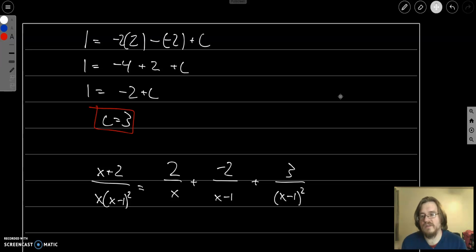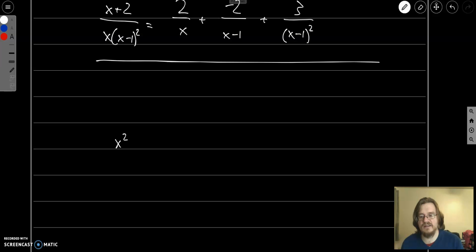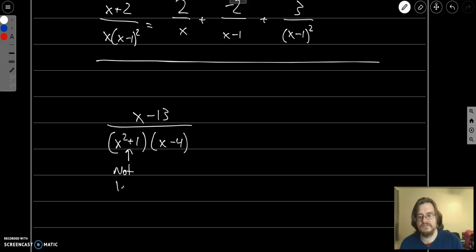I will do one more quick video with an example, but I also want to mention that one thing we haven't seen is what happens with a fraction that has a nonlinear term on the bottom. So if I had x minus 13 divided by x squared plus 1 and x minus 4, this is not linear. So the methods that I have talked about will not apply to partial fractions with this.